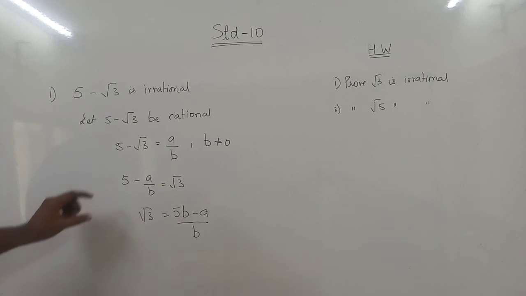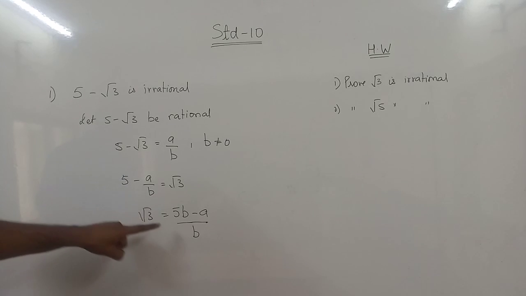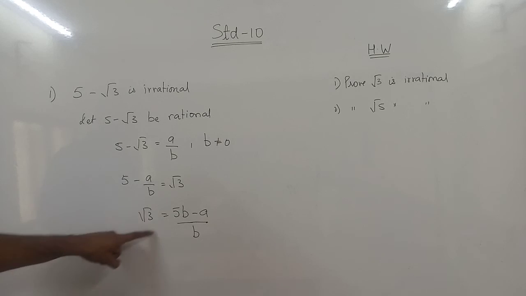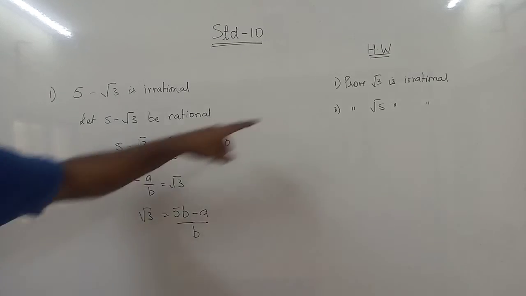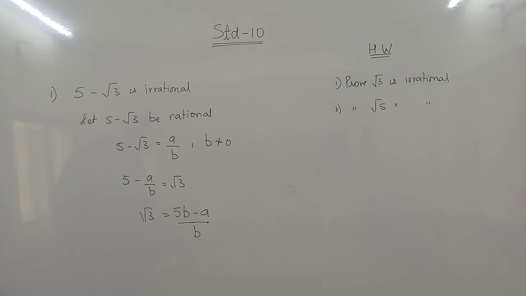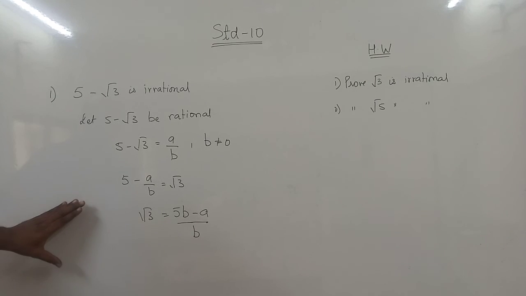Okay, so what we got? Look here, this is a rational number, this is a rational number. So if this is a rational number, then this has to be a rational number. But we showed here that root 3 is irrational, so this number will also be an irrational number. That is the method of contradiction. Yes, it is example 10 in the book, but I hope you have understood.